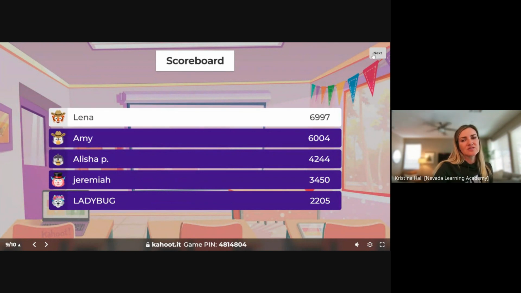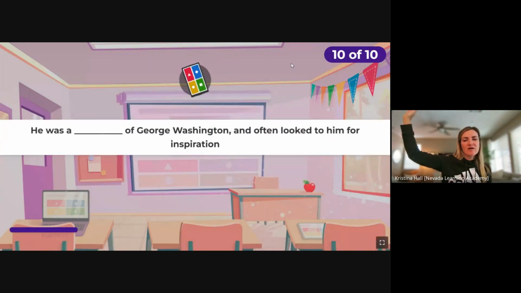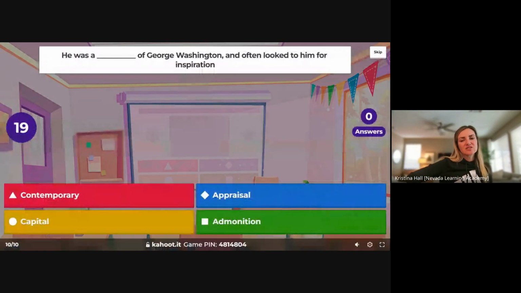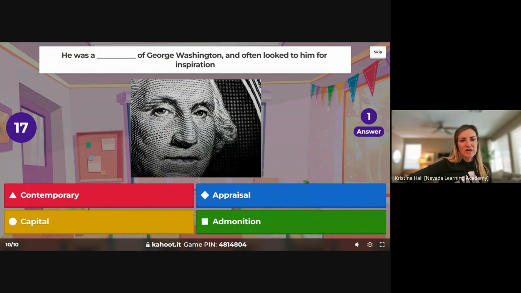All right, Lena, nice job. All right, last one. Here we go. He was a blank of George Washington and often looked to him for inspiration. Okay, this is clearly a vocab word. Contemporary, capital, appraisal, or add.